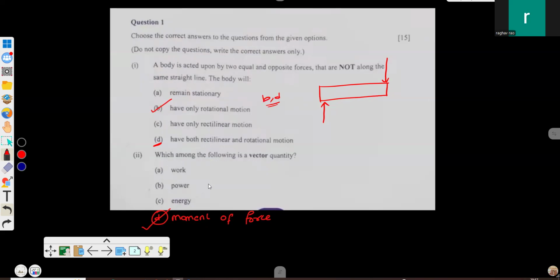Next, which among the following is a vector quantity? Work is a scalar, power is a scalar, energy is a scalar. Only moment of force is a vector quantity.